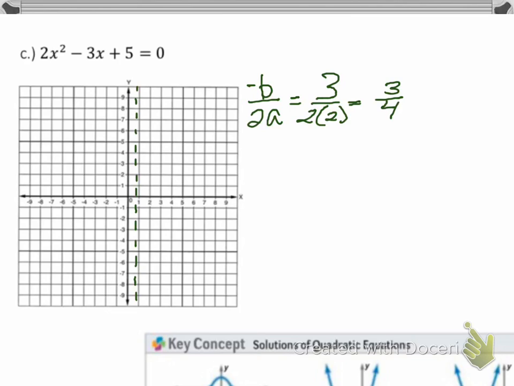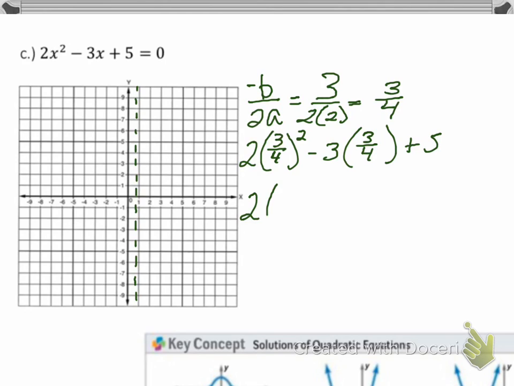because it's 0.75. And now I have to find my vertex, and so I'll do 2 times 3/4 squared minus 3 times 3/4 plus 5, and I'm going to simplify. So I know that this is going to be 2 times 9 over 16 minus 9 over 4 plus 5. And then I'll keep simplifying. So I know that 2 times 9/16ths is going to be 18 over 16.